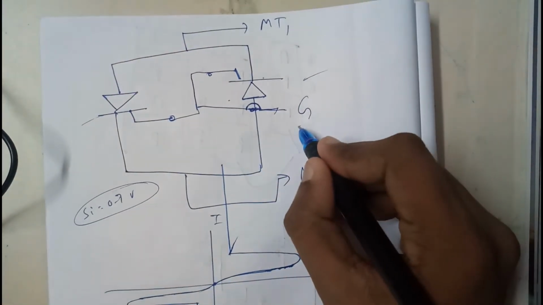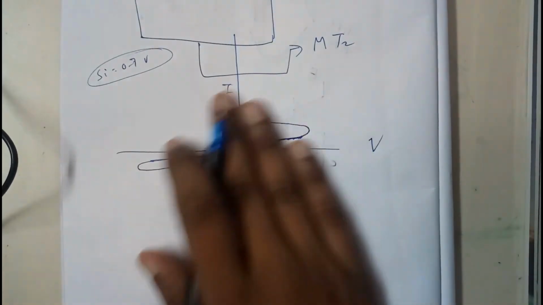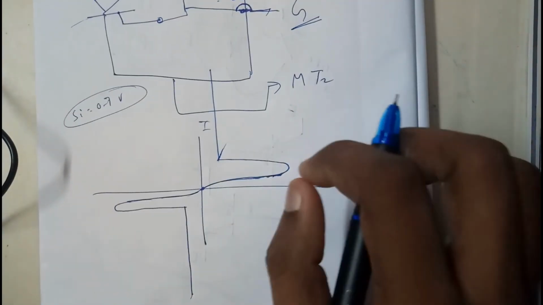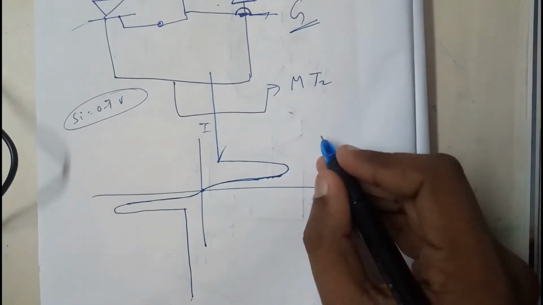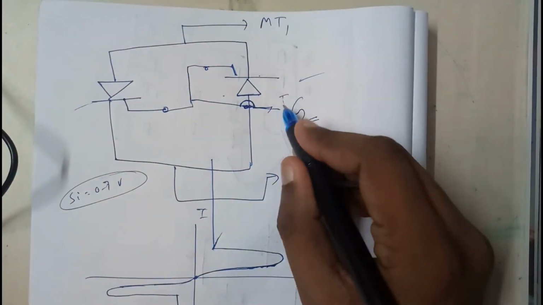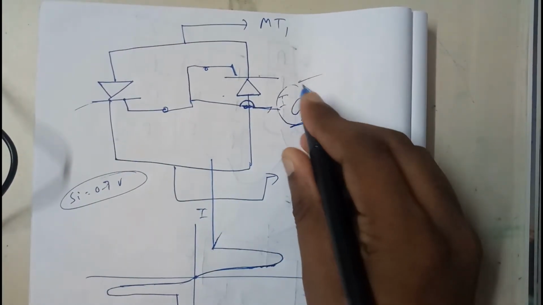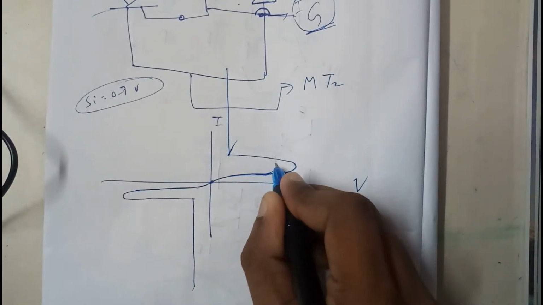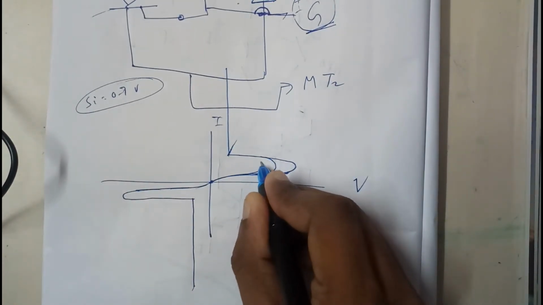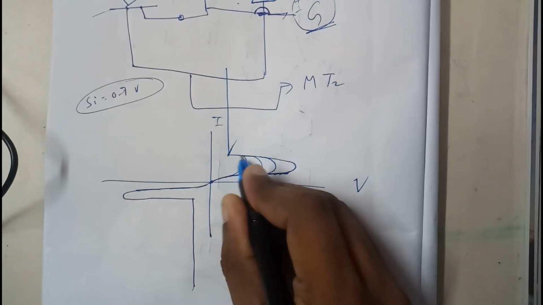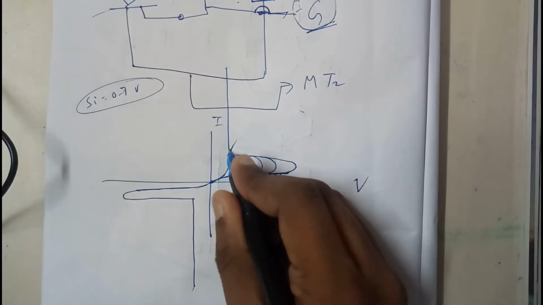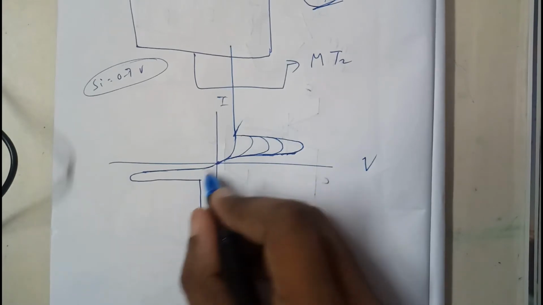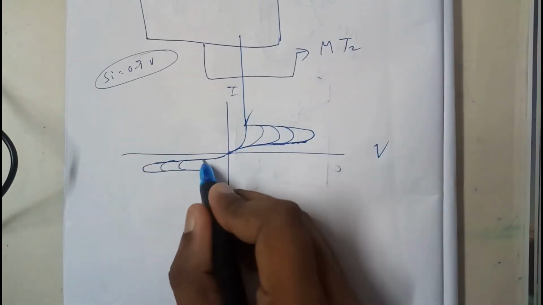So basically it depends on the gate guys. If you just do with the minimum amount of gate current, that is nothing but Ig, if you give a minimum supply, this will be the situation. If you increase it a bit, you're gonna get like this. If you further increase it, it will be like this. If you further increase it, it's going to be like this at a situation. Similarly you can draw for this also guys.